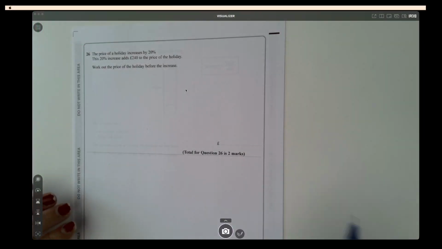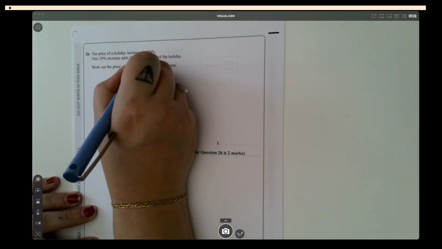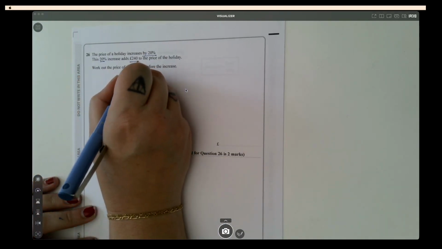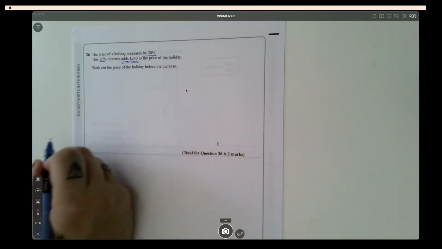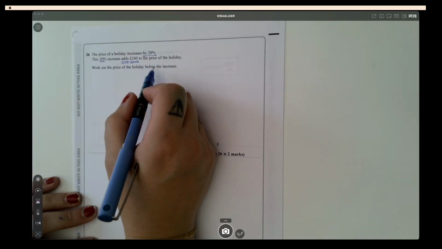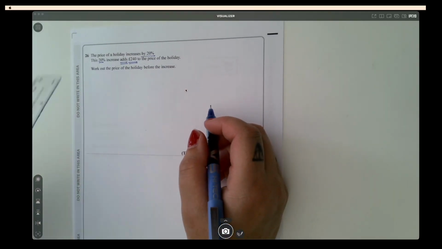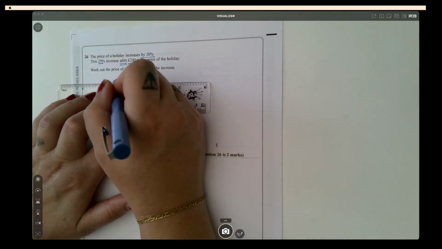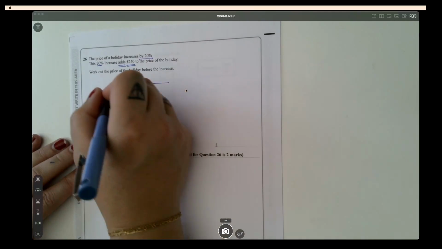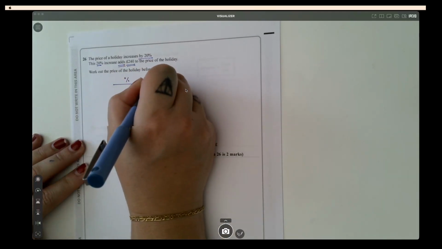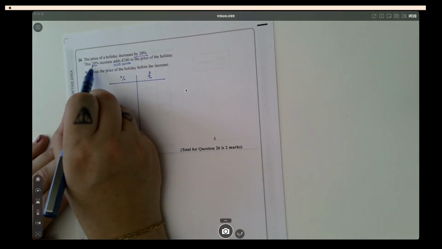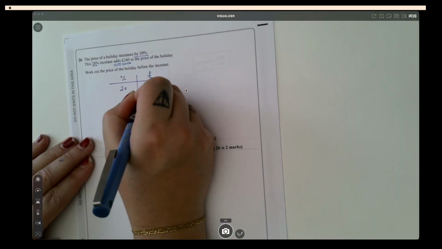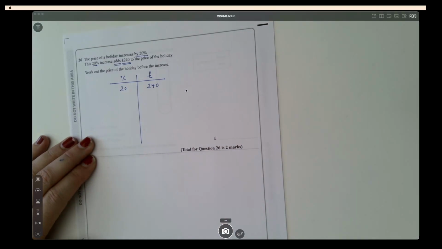Question 26. The price of a holiday increases by 20%. This 20% increase adds £240 to the price of the holiday. Work out the price of the holiday before the increase. So we're looking for the original amount. Again, I'm using a proportion table. So I'm going to deal with the percentage and the cost. So if that 20% increase adds £240 to the price, then 20% must be £240.